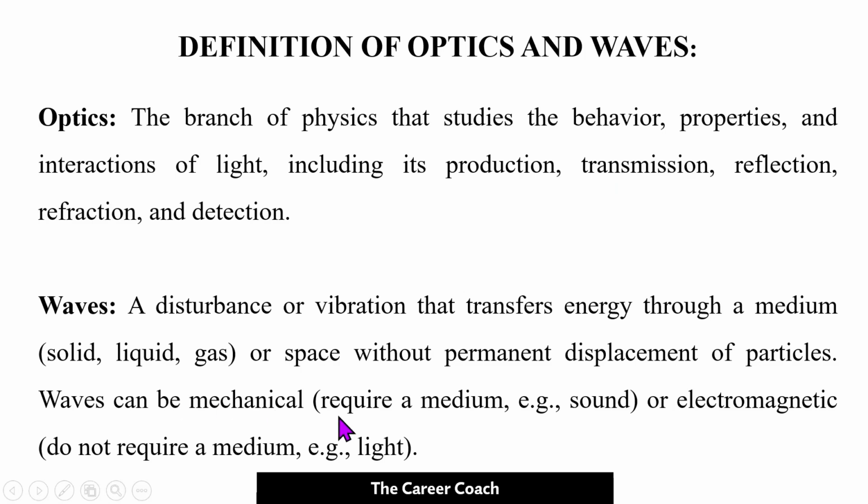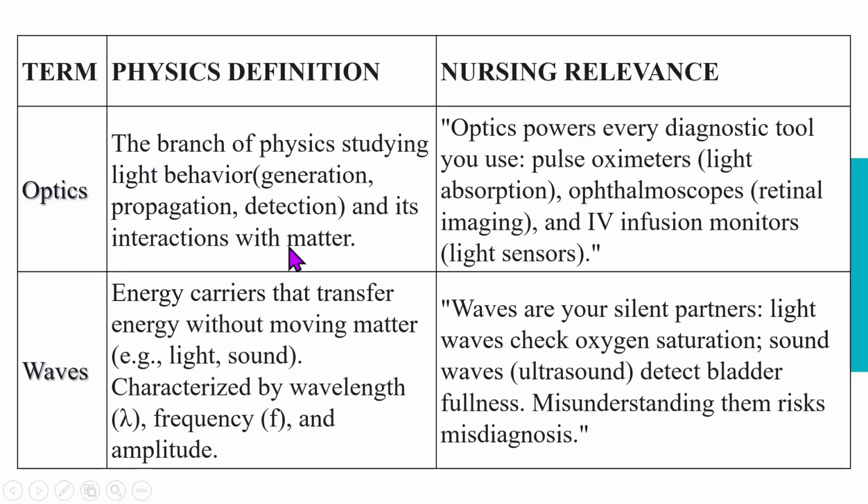Waves can be mechanical, which means they require a medium. Example, sound is a mechanical wave. Waves can also be electromagnetic, which means they do not require a medium. Example is light waves. So light waves are electromagnetic waves because they do not require any medium for transmission. There are various terms we'll be looking at. We'll look at their physics definition and how they are relevant to us as nurses.